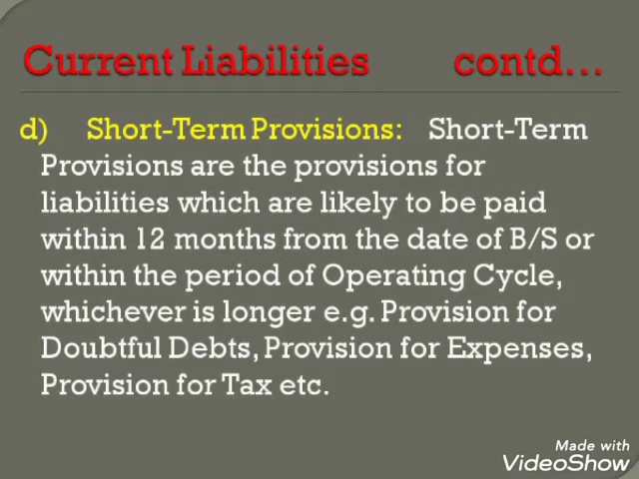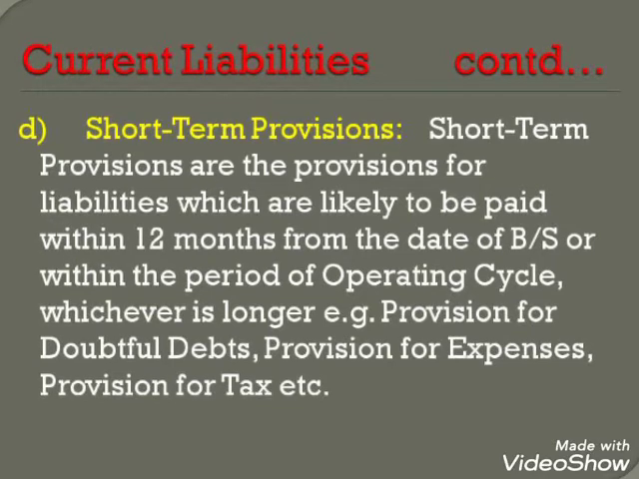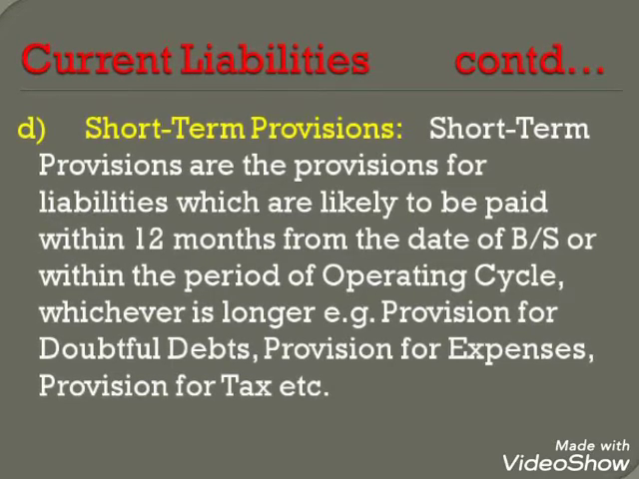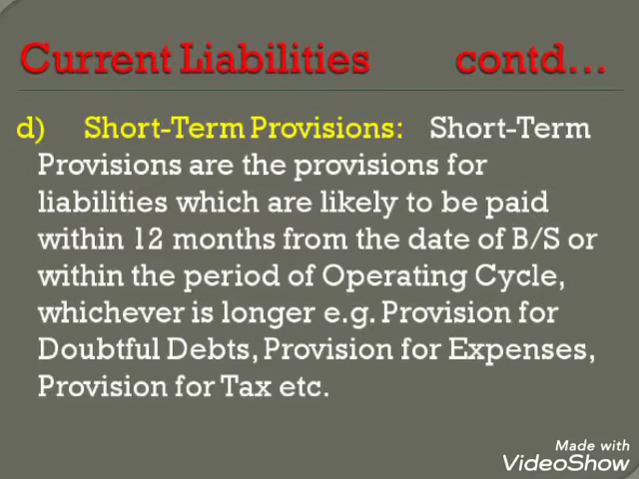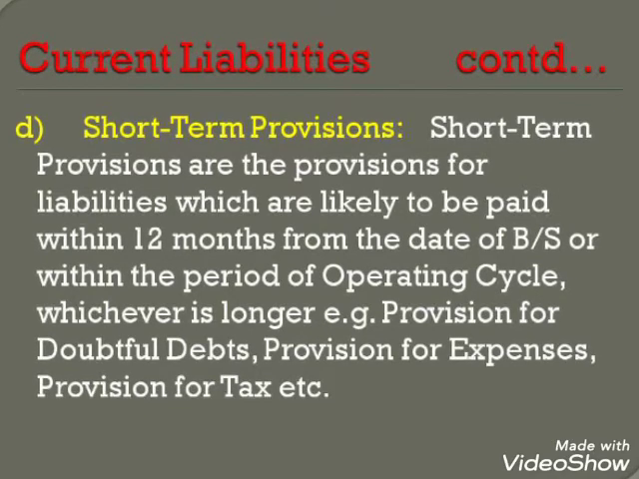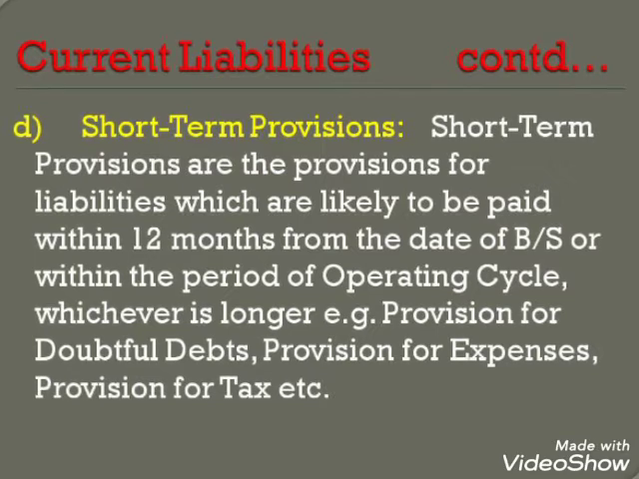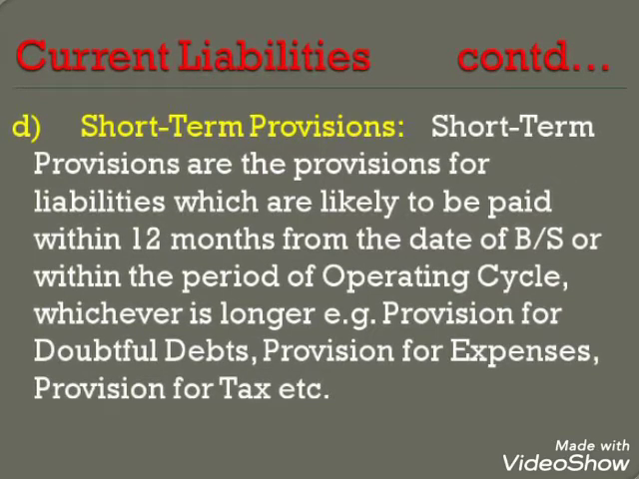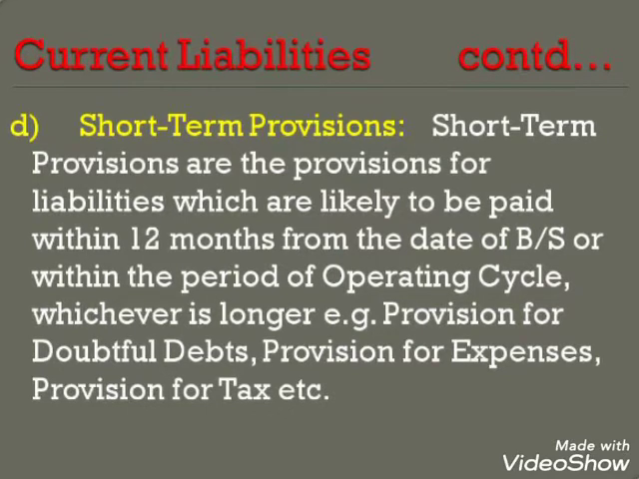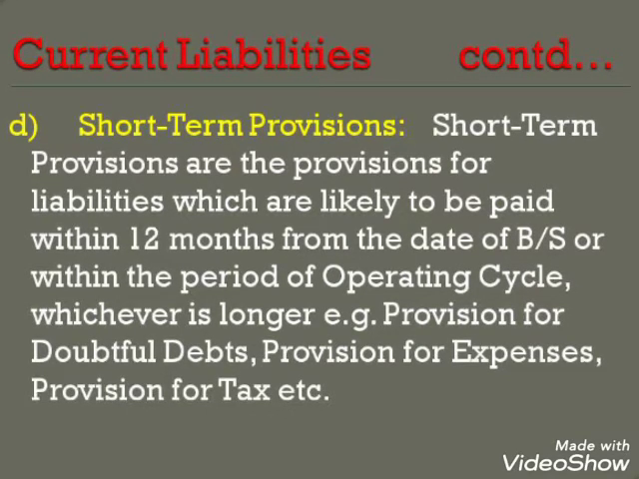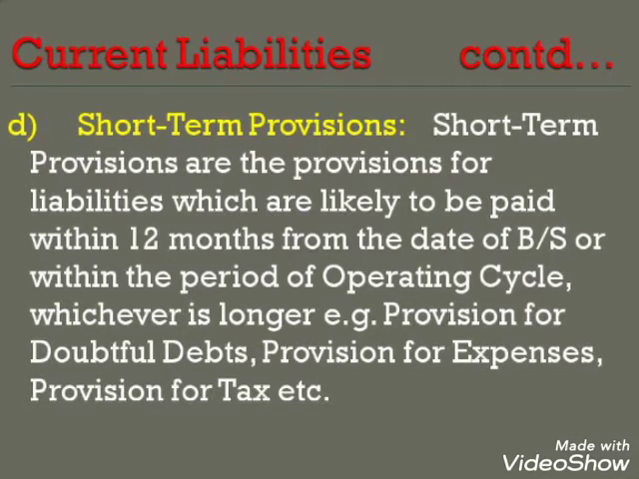Fourth subhead is short-term provisions. These provisions are the provisions for liabilities which are likely to be paid within 12 months from the date of balance sheet or within the period of operating cycle, whichever is longer. For example, provision for doubtful debts, provision for expenses, provision for tax, etc.